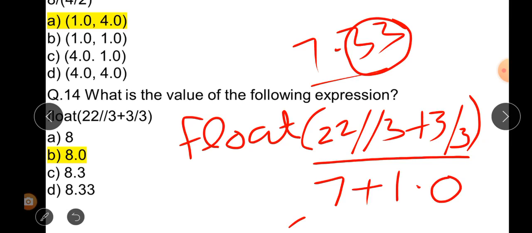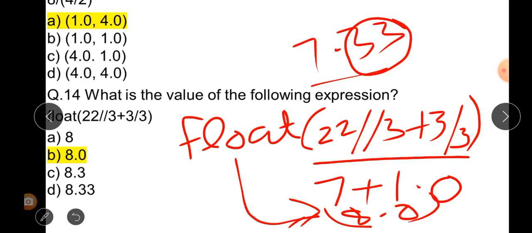As we know, when the division operator is used, the answer is always a float value. And when we add an integer and a float value, the answer is again a float value, so our answer is 8.0. Now 8.0 is again converted to a float value. It is already a float value, so the answer is 8.0. That means B is the correct answer.